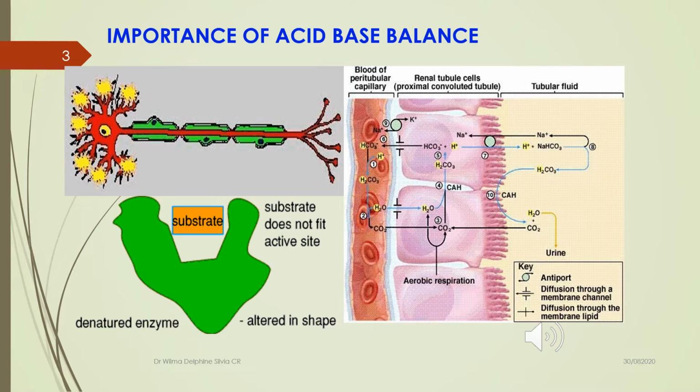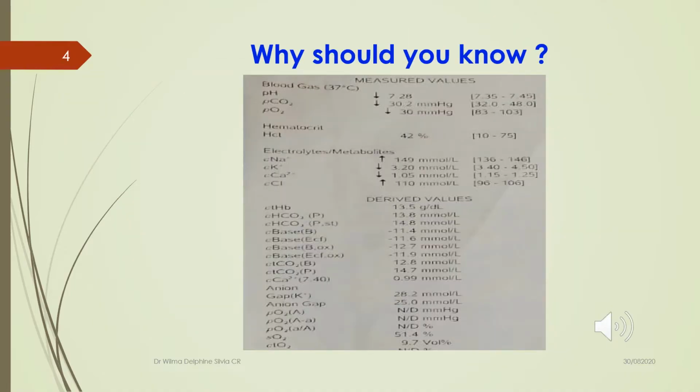The acid-base homeostasis is essential for cellular viability, enzymatic reactions, protein conformation, and central nervous system functions. There are several other reactions which are entirely depending on the acid-base status. Just imagine that you're posted in an intensive care unit and you'll be given this report to interpret and manage the case. So what are you going to do?